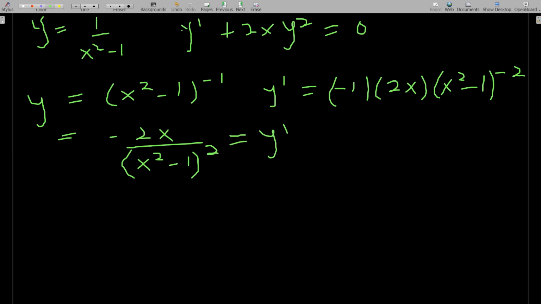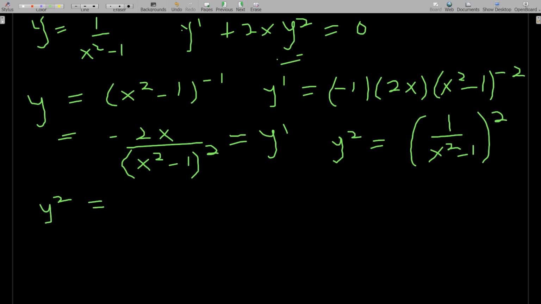Now there's a y squared somewhere here. That is the solution given as your y. So y squared will just be squaring y. When you square 1, you get 1. So y squared is equal to 1 over, when you square the denominator, x squared minus 1 all squared.